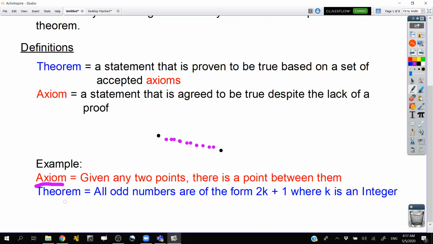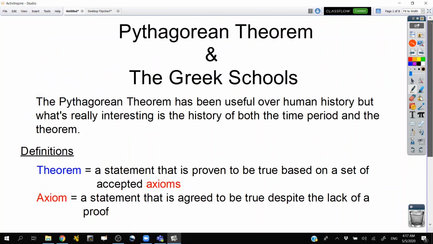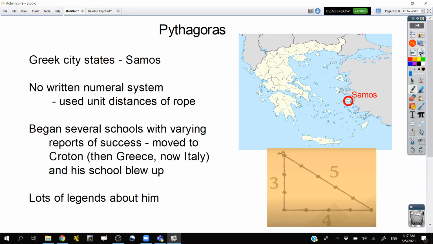A theorem, on the other hand, says things like: all odd numbers are of the form 2k plus 1, where k is an integer. That's just saying that if I take some integer and plug it in here, I would do 2 times something plus 1, and that would get me an odd number, no matter what, all the time. So that's a theorem. It's something we can prove is true. This other one we just accept is true, so it's an axiom.